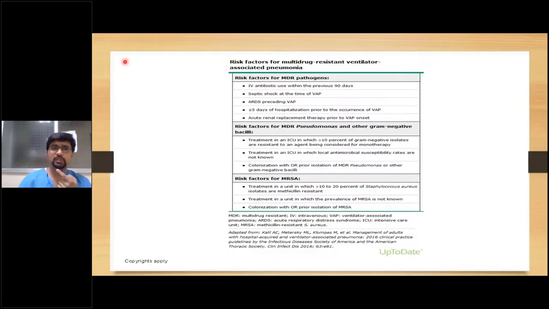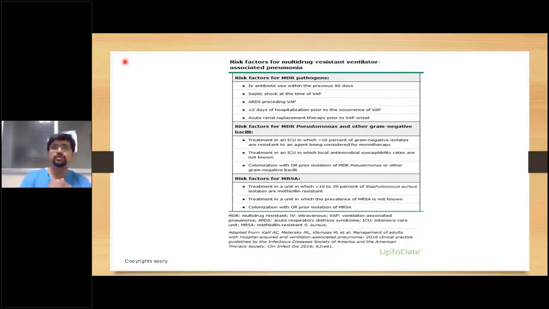Coming to the risk factors for MDR pathogens in ventilator-associated pneumonia, what we need to think about is the time of ventilator pneumonia. As I told, ventilator-associated pneumonia occurs 48 hours after your intubation. So if there is septic shock at the time of ventilator-associated pneumonia, it usually tells that the infection is severe and it might be MDR pathogens. ARDS that is preceding VAP: the patient is already on ARDS, you have ended up diagnosing ARDS, then the patient has new infiltrates.